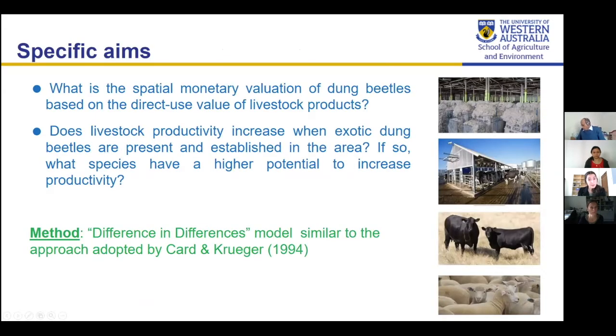The specific aim here is to have a monetary valuation based on the direct use value of livestock products. I'll also be asking, does livestock productivity increase when exotic dung beetles are present and established in the area? If so, what species have a higher potential to increase productivity? For this, I'll likely be using the difference-in-difference model, similar to the approach adopted by Card and Krueger in '94. I'm sure many of you know the paper, but I'll go over it quickly.